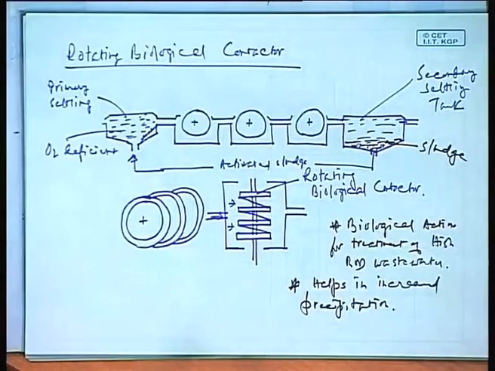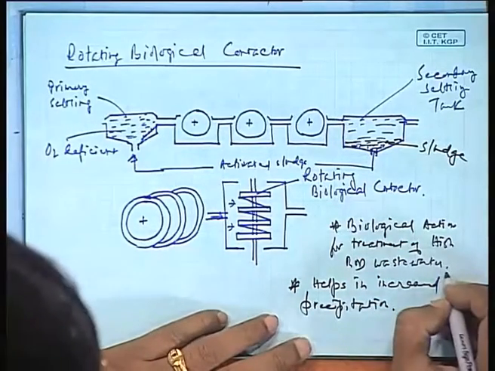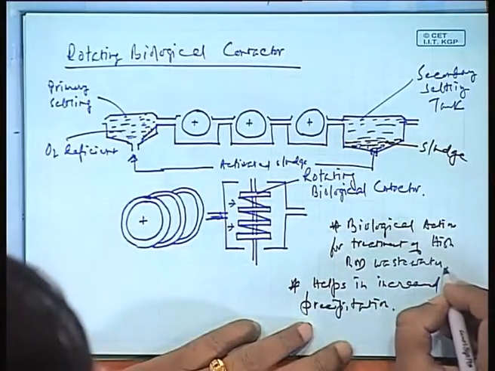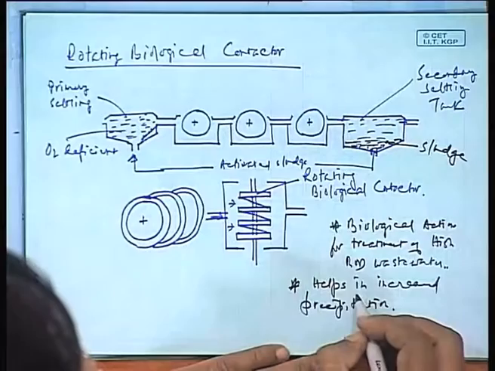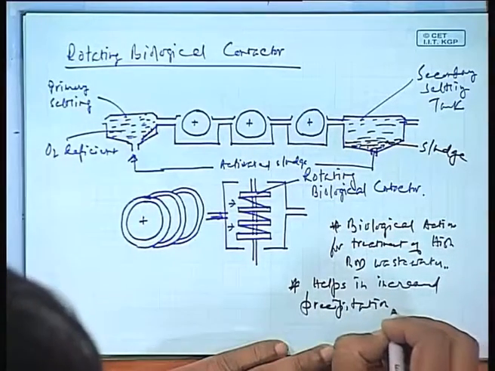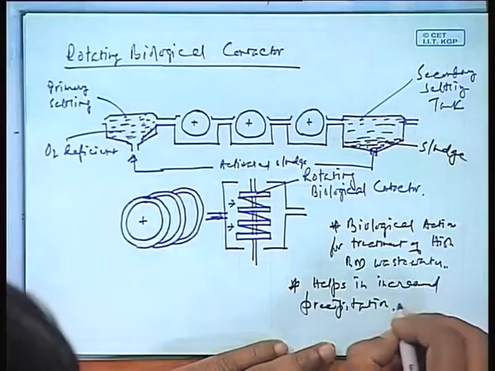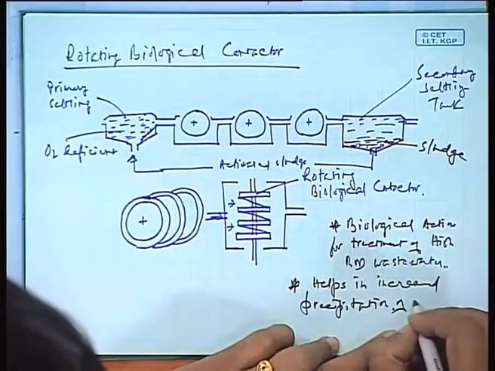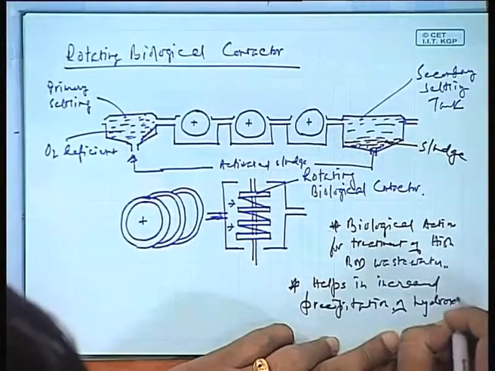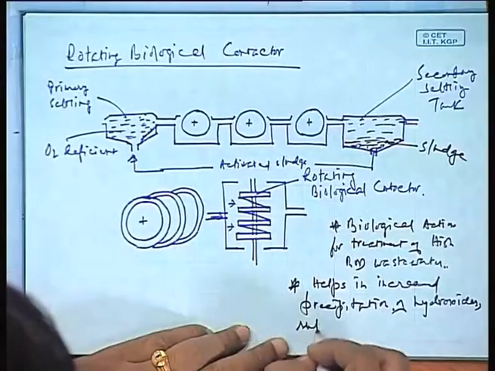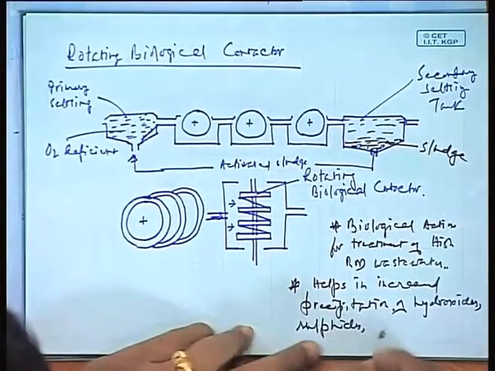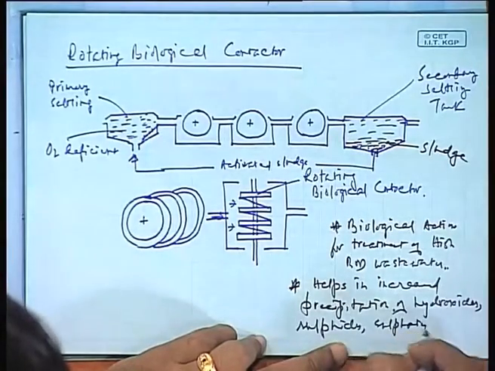Helps in increased precipitation. This is another very important part: biological action for treatment of high BOD wastewater. The purpose of using this rotating biological contactor is that it helps in increased precipitation of, say, hydroxides, sulfides, sulfates.